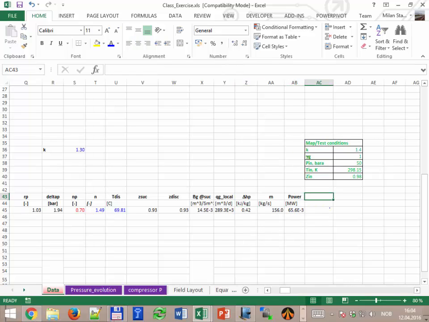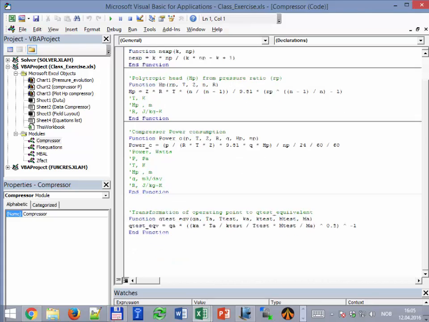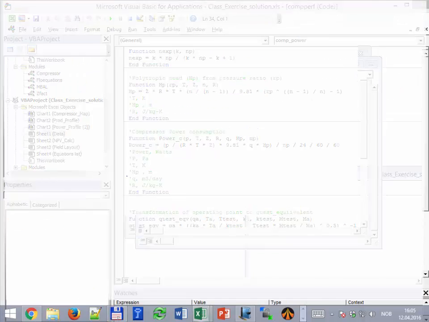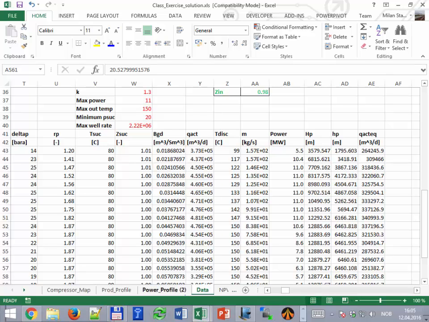Okay, now what else do we need? If we want to plot it, we don't need that exactly for now, but for later, if we want to plot it in the chart, we want to do this conversion, right? From the actual conditions to the conditions of the test. Okay, and for that there are two equations that are also here. Transformation of operating point, okay, to Q test, and there should be one for H, which is not here. I don't know why.